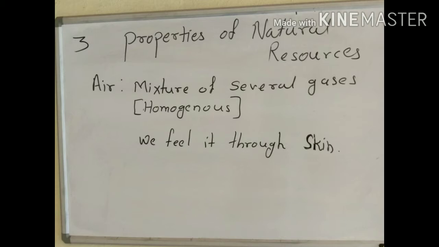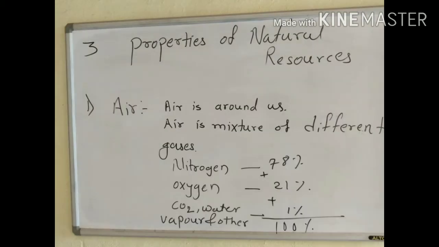First property, air is a mixture of several gases. It is a homogeneous mixture. It means all the particles are mixed uniformly together without forming separate layers. Such mixtures are called homogeneous mixtures. In these gases, nitrogen forms 78% by volume, oxygen forms 21% by volume, and CO2, water vapor and other gases form 1% by volume. So total volume is 100%.